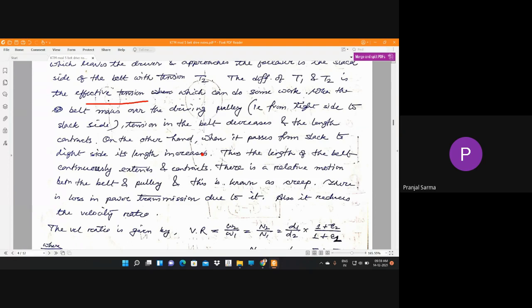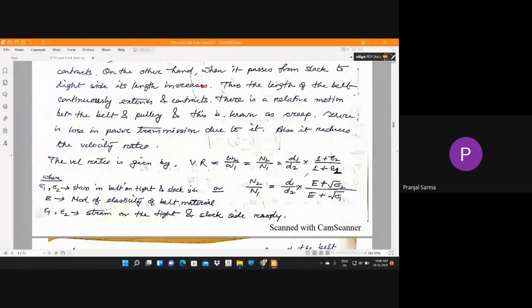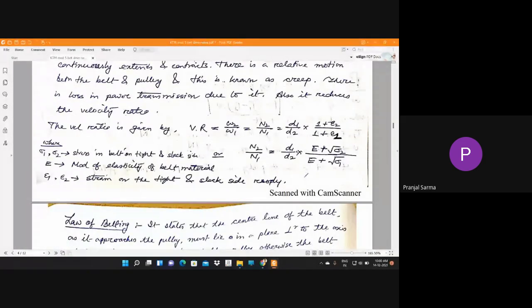Thus, in the running of the belt itself, on one side the belt gets contracted and on the other side it extends, and this happens continuously. There is a relative motion between the belt and the pulley, and this is known as creep. Because of creep there is some loss in power transmission, and just like slip, creep also reduces the velocity ratio. How do we get an expression for the velocity ratio? If you consider the elongation and contraction that is coming up, that means the strain is also there.